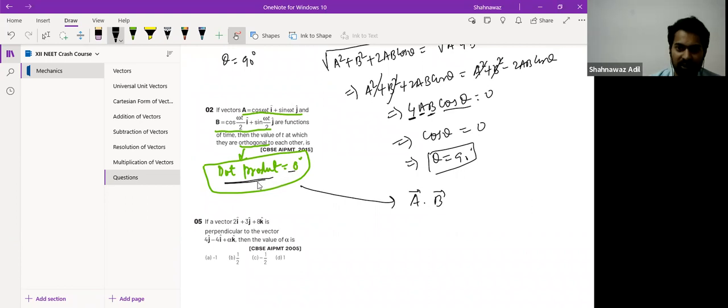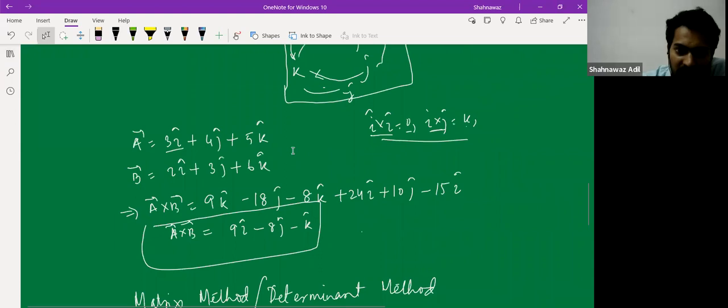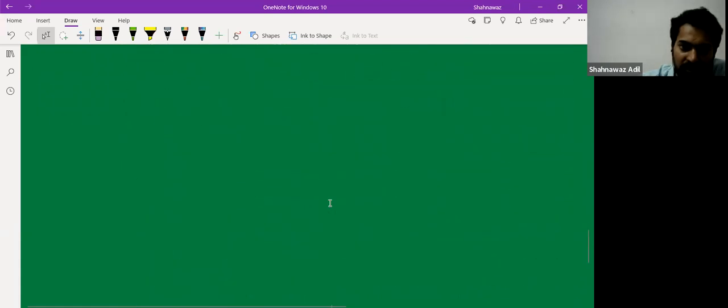Okay. So here you are given the information that they are orthogonal. And for the orthogonal case, your vectors are what? Perpendicular. So for perpendicular vectors, let's say here you have two vectors.